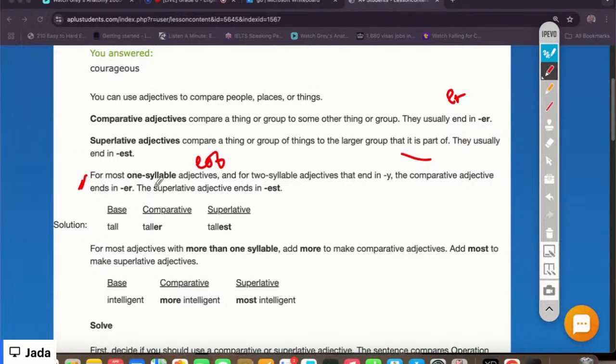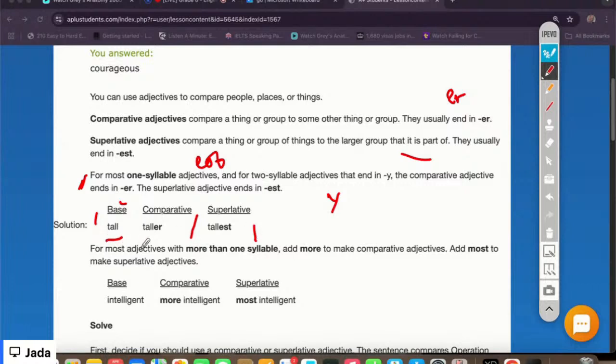So for most one syllable adjectives and for two syllable adjectives that end in y, the comparative adjective ends in er, and then the superlative ends with est. So we have tall, that's the base word. Then the comparative, we have taller, then tallest for the superlative.